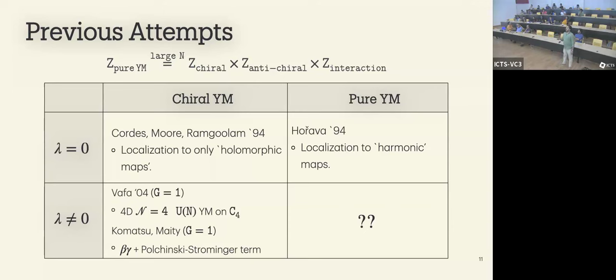Now, on the pure Yang-Mills side, Horava only tried this, and what he did is, instead of holomorphic maps, he tried to localize to harmonic maps. Now, harmonic maps are a bit different. I'll explain exactly what equation you should solve. It's also well known in mathematics. And also, for finite coupling, pure Yang-Mills, it is not yet known clearly what the candidate will be. I'll briefly explain or try to shed light on this sector also.